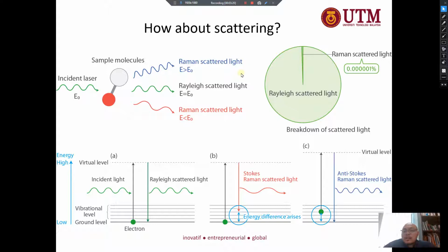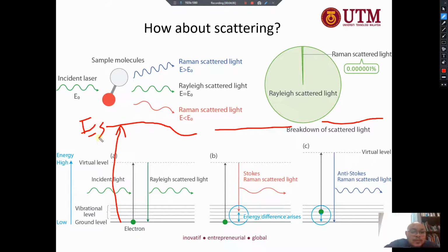What is the difference between scattering and absorption or emission? As I mentioned before, for scattering, the excitation is only up to the virtual level. For absorption and emission, it is a different thing. You have a very solid excited state. So here is the virtual level. You have another level like this, another level here, and another level here.